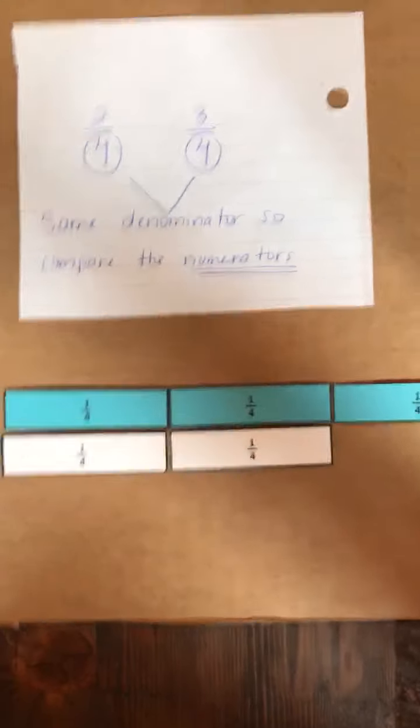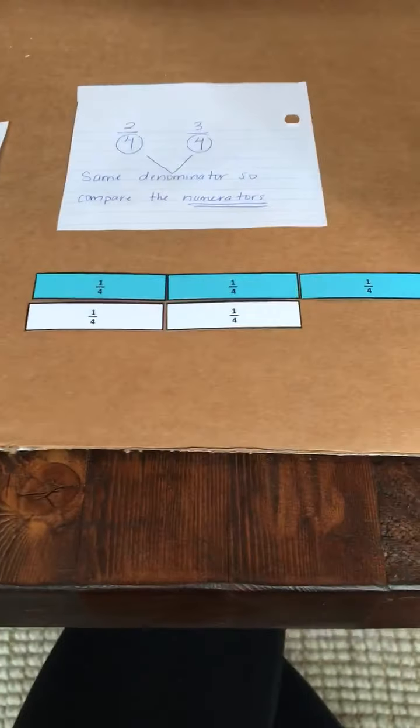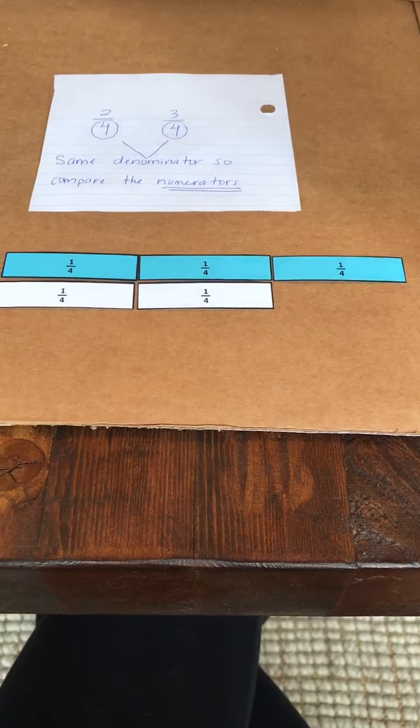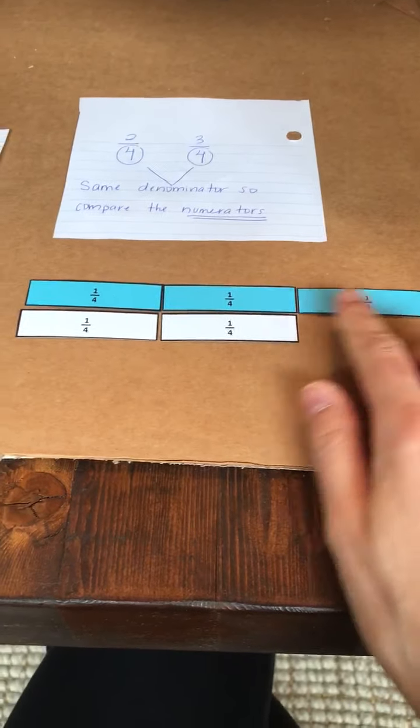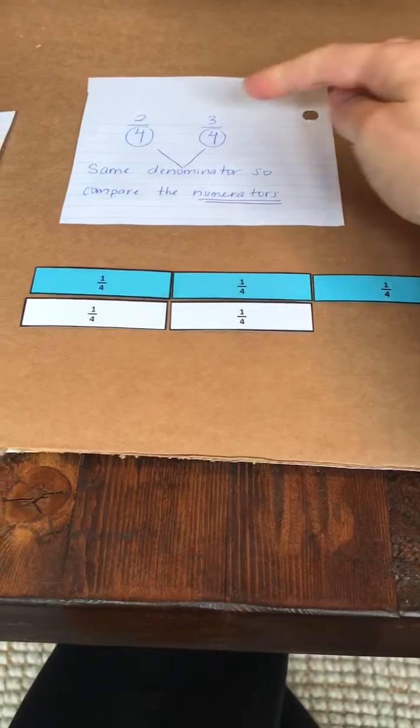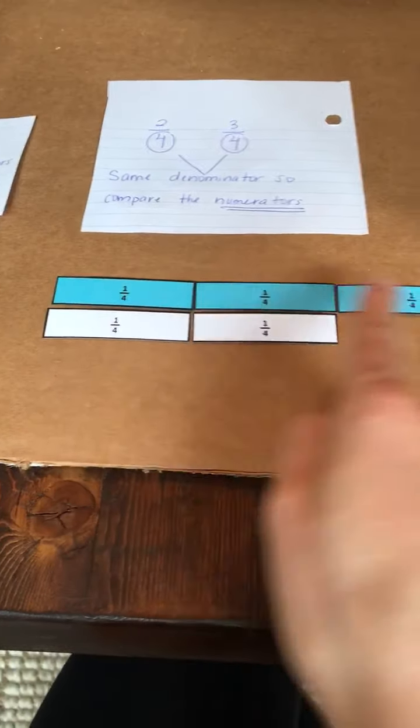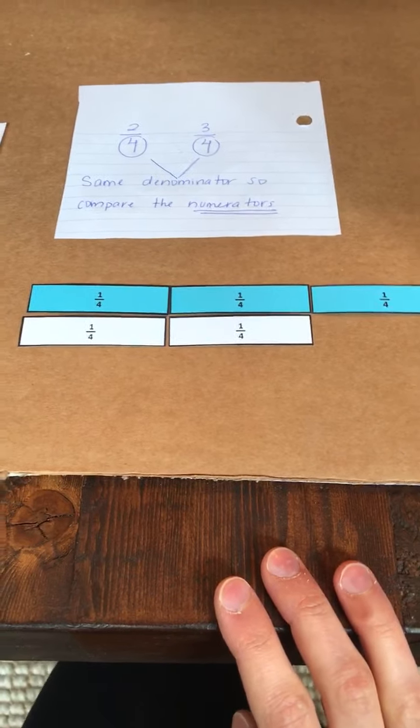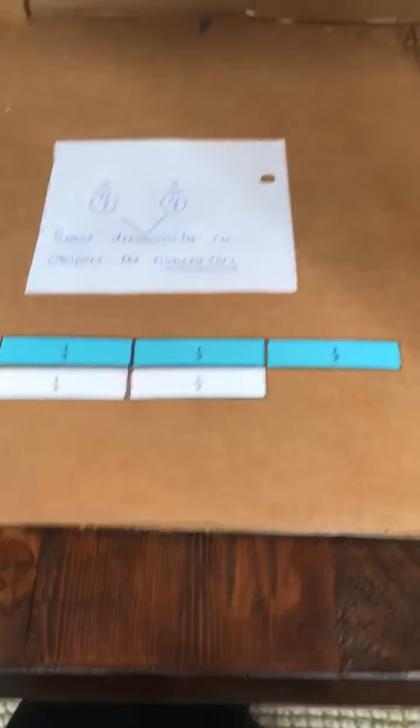I'm going to bring the camera down here so that you guys can see a little bit better. So again, when the denominators are the same, the pieces are the same size. So we look at the numerator. I have more fourths here. So 3/4 is a greater fraction than 2/4.